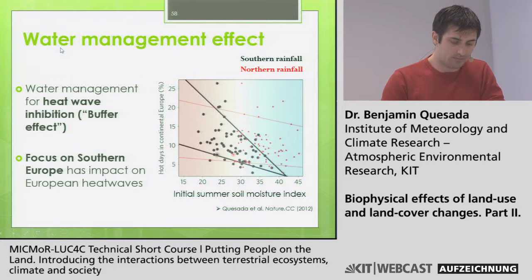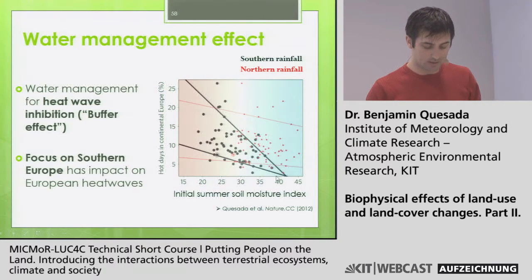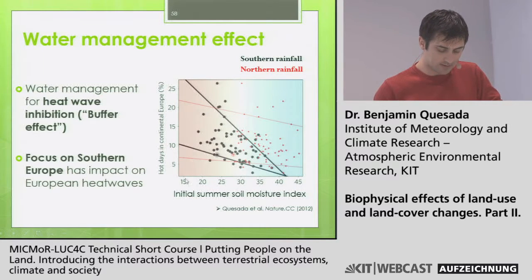You can also think about the water management effects, especially in Europe. This is a study we made in 2012. It's an observational study for the past 60 years, where you have here the percentage of hot days in continental Europe as a function of an index of the soil moisture at the beginning of the summer. The black spots are only for southern Europe. You see that when you have high soil moisture at the beginning of the summer, you have few hot days, so you inhibit heat waves. Whereas for low soil moisture at the beginning of the summer, you can reach high temperatures and lead to a heat wave like in 2003, for example. Here it's this point.